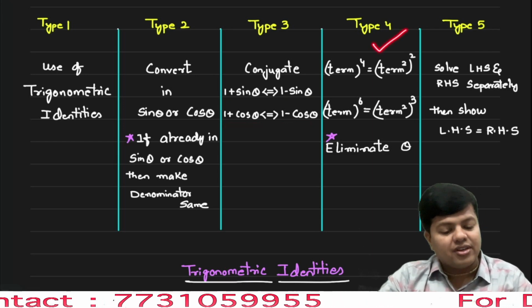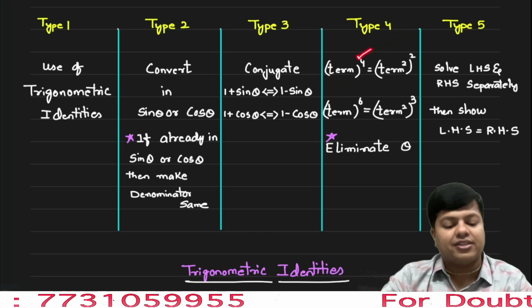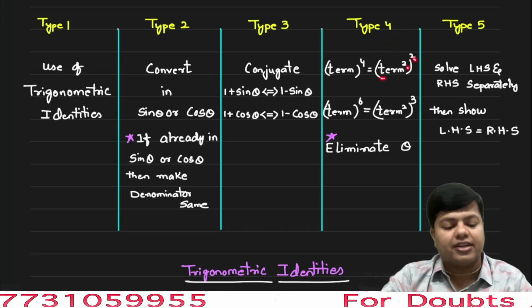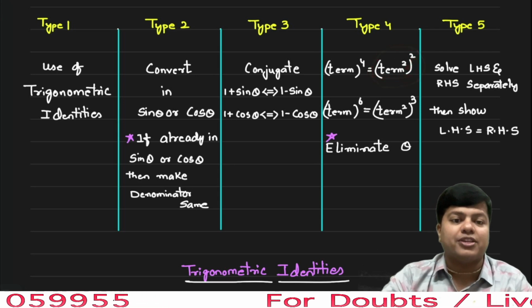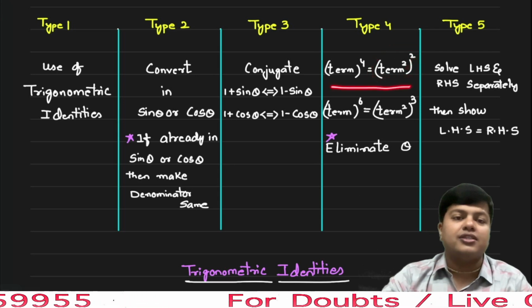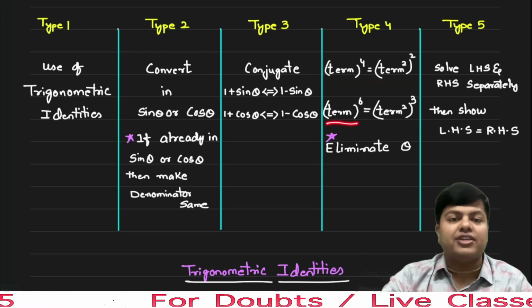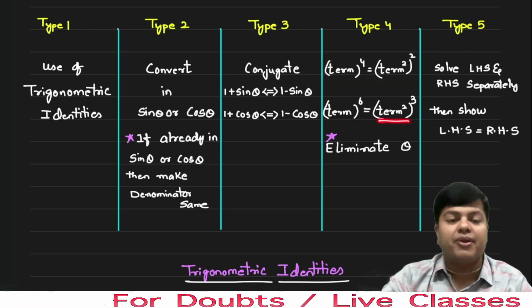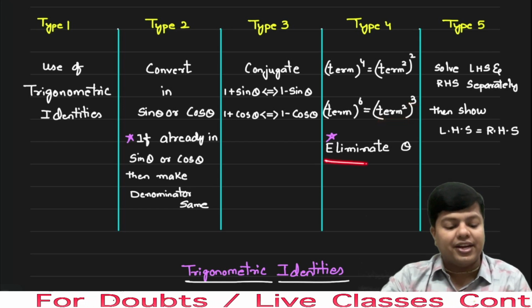Type 4, if any term has power 4, we will make it as a term square whole square. Such questions are not there in the NCERT textbook, but when we see previous year questions, we will solve them. If you see a term with power 6, you will break it as term square whole cube, and eliminate theta.